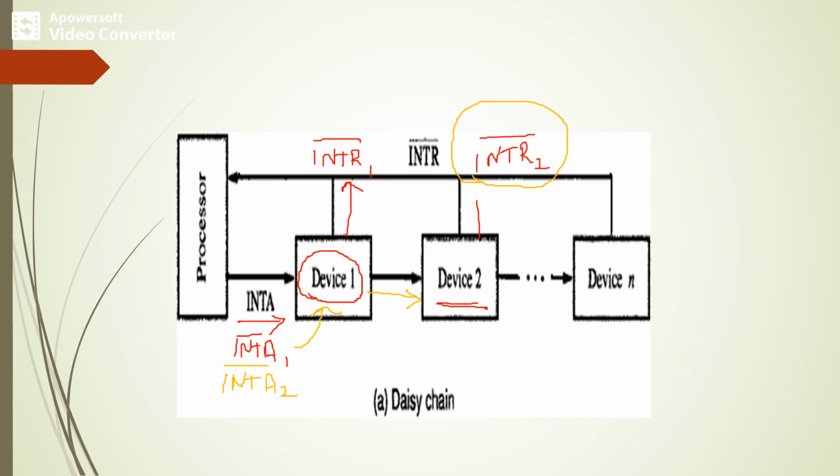So that means if the device has not encountered any request, such an acknowledgement signal can be propagated in a daisy chain fashion to the next device. So the INTA signal propagates serially through the devices, and the respective device will get an acknowledgement from the processor and will get service from the processor. So this is how simultaneous requests can be handled by considering the daisy chain fashion.